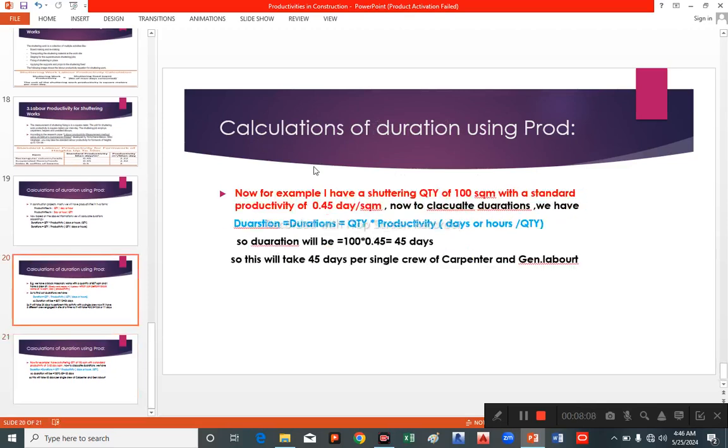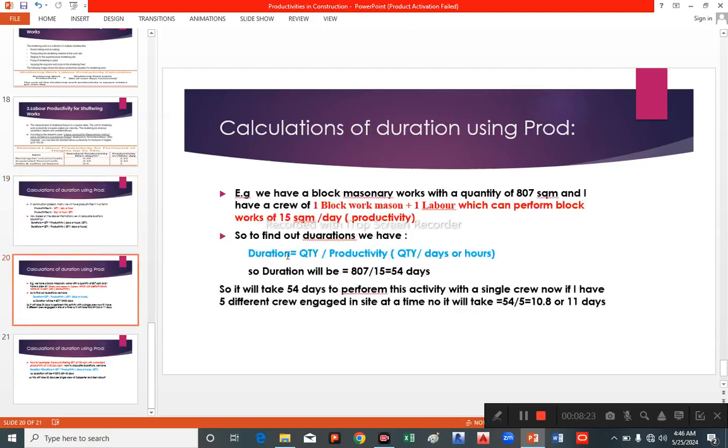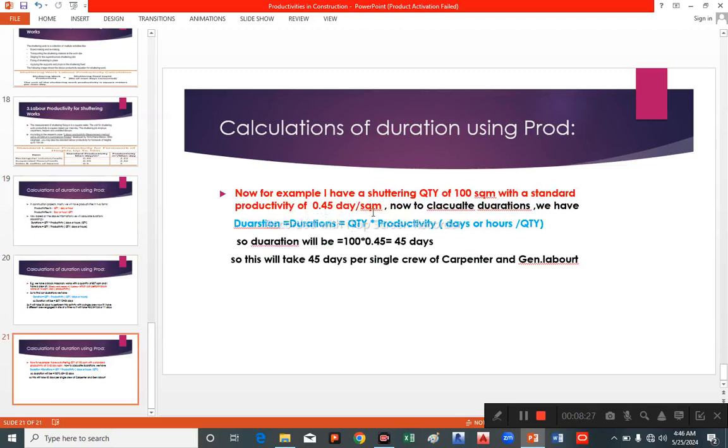Now, the second example is based on the second scenario. Say you have a shuttering quantity of 100 square meter with the standard productivity. Productivity is given as days per quantity, in this case 0.45 days per square meter. Let's suppose we have a crew of one carpenter plus one general laborer, performing a single square meter in 0.45 days. So we are given the productivity in this unit format.